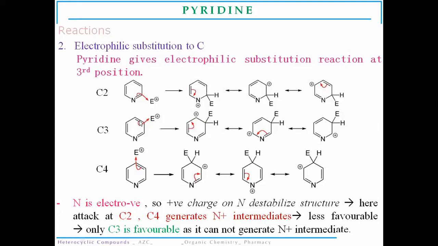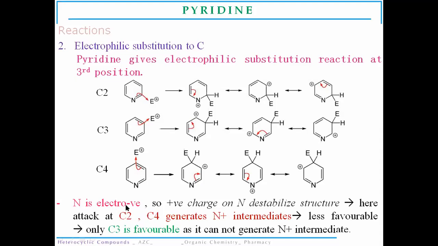That is, as nitrogen is electronegative, the positive charge on the nitrogen will be destabilized. If there is attack at C2 and C4, substitution at carbon number 2 and carbon number 4 will generate an N-plus intermediate. So the favorable position for the substitution is the third position, as compared to carbon number 2 and 4.